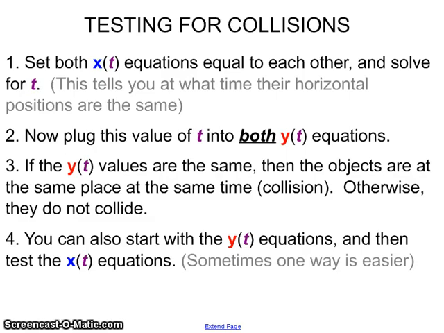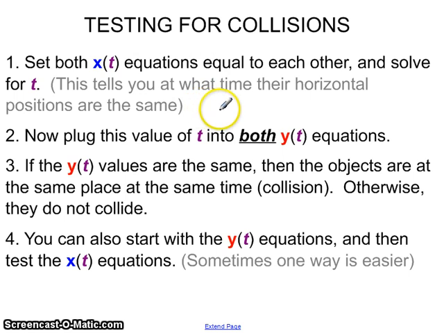So, how can we test for collisions by looking at the parametric equations? What we're going to do is set both of the x of t equations, one for one set and one for the other set, equal to each other and solve for t. That's going to tell us at what time t their horizontal positions are the same. So if x of t of one object and x of t of the other object are equal at the same time t, then their horizontal positions are the same.